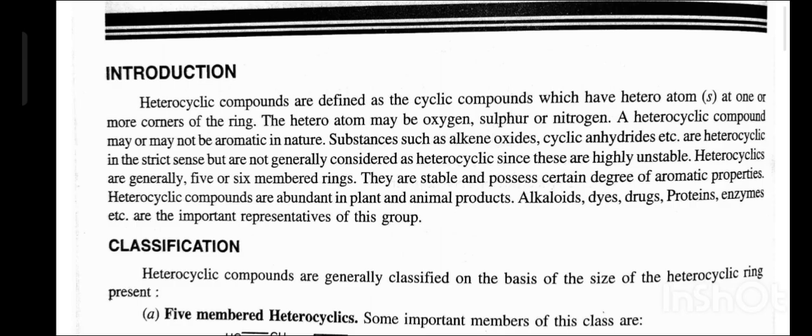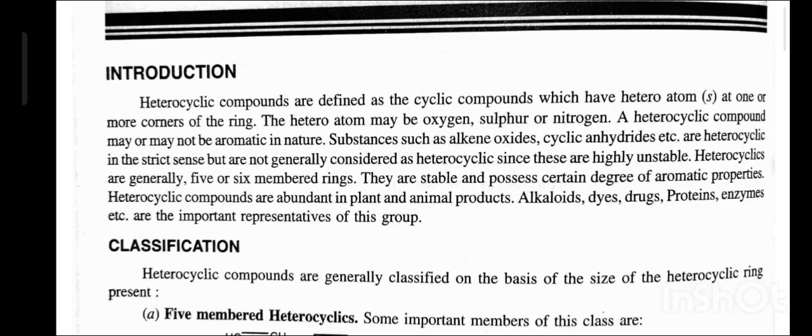Substances such as alkene oxide, cyclic anhydride, etc. are heterocyclic in the strict sense but are not generally considered as heterocyclic compounds. They are highly unstable. Heterocyclics are generally 5 or 6 membered rings. They are stable and possess a certain degree of aromatic properties.